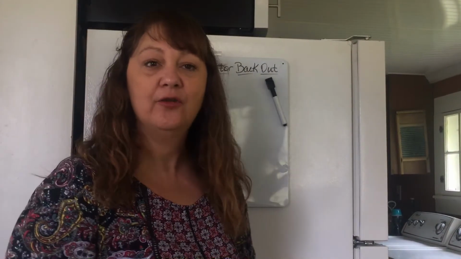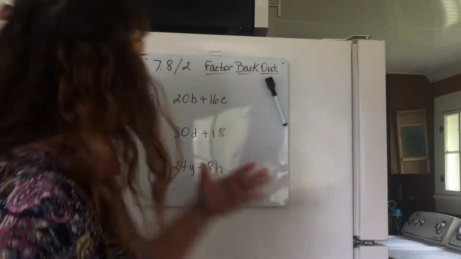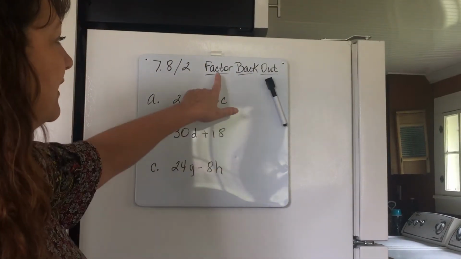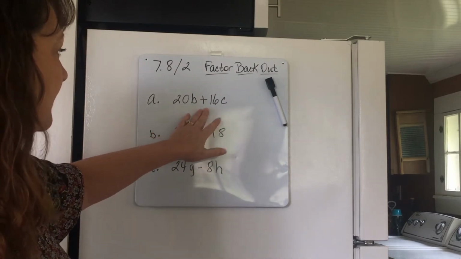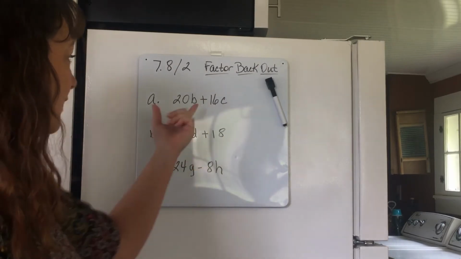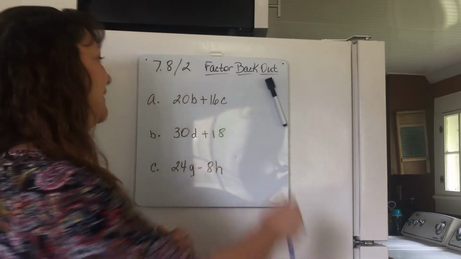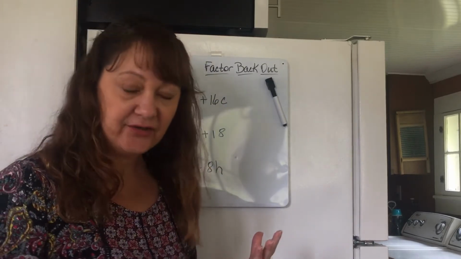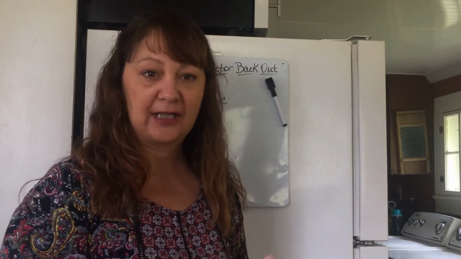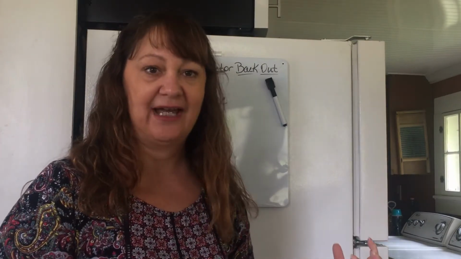Okay, so now that you hopefully understand distributive property, let's tear it apart and do it backwards. This time, I call this, we're going to factor it back out. So I have 20b plus 16c. Well, I can't combine those because they're not like terms. This one has a b, this one has a c. But what I can do is come up with an equivalent expression by pulling out the greatest common factor.